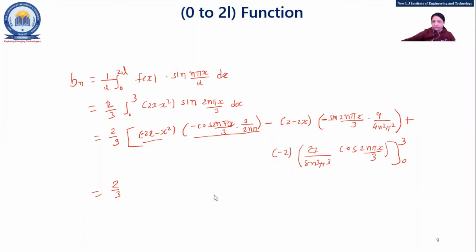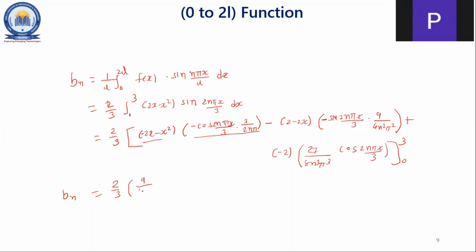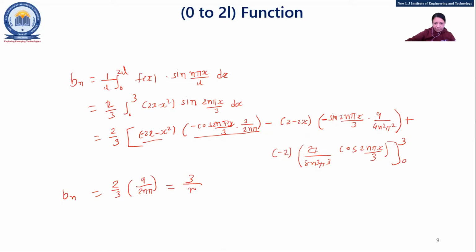Parth Vyas, number 20. Ma'am, the bracket will be solved as 9 by 2n pi into 2 by 3. So finally, the final answer will be 3 by n pi. And the 2 by 3 into bracket into 9 upon 2n pi, that is the solution of the limit, right? Yes. And our final answer is 3 upon n pi.